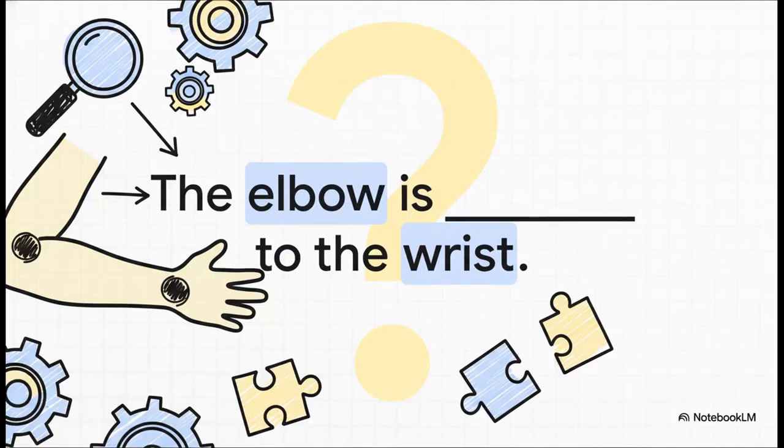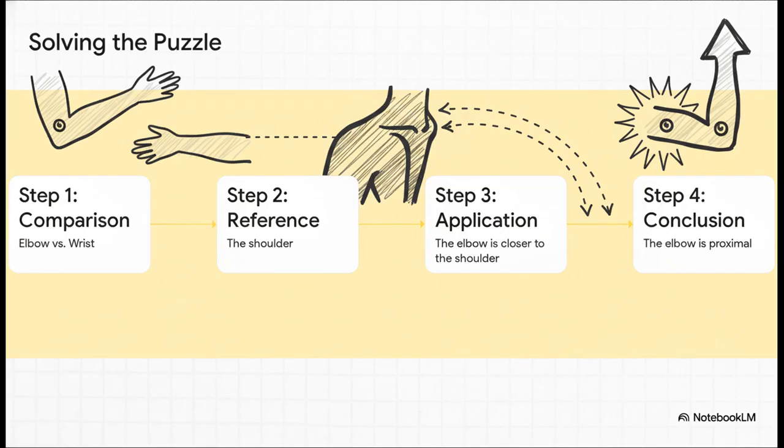All right, let's get back to our original puzzle. Now that we have the definitions down, we've got the tools we need. Let's apply them and crack this thing wide open. Let's walk through this step by step. First, what are we comparing? The elbow versus the wrist. Easy. Second, what's our reference point for the arm? That's the shoulder. Okay, step 3 is the big one. Which is closer to the shoulder? The elbow, of course. And boom, that leads us right to our conclusion. The elbow has to be proximal.